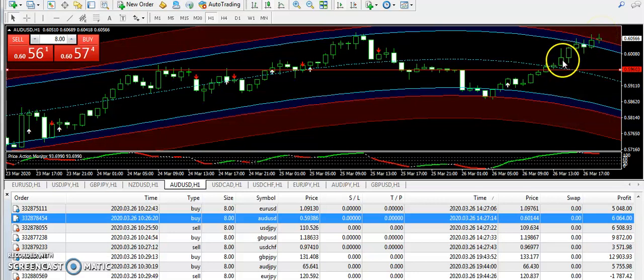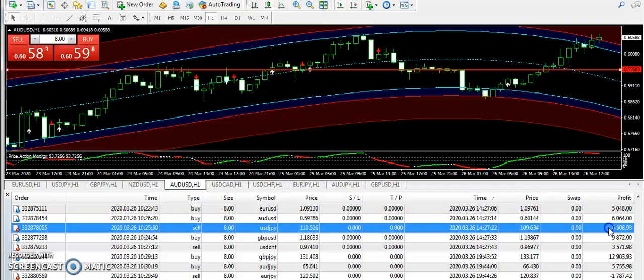This is called the day trading signal. The previous videos are based on scalping, but this is not based on scalping. You can see the profits are much higher than the scalping because these are based on full day trading signals. So this is better than the scalping technique.